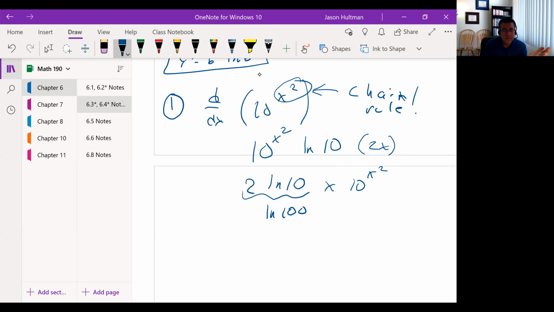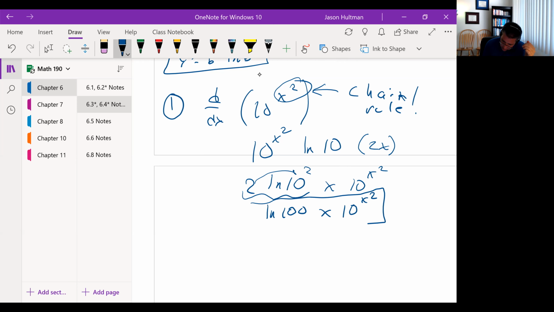Now, it may not be more simplified. Either way, I still have the same number of symbols. But I just kind of like it. I'm going to flex my logarithmic prowess here and say, I can make this 2 an exponent and make that 10 squared. And so it's 100. And so we get natural log of 100 times 10 to the x squared.